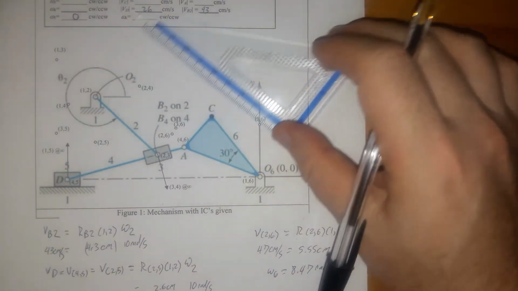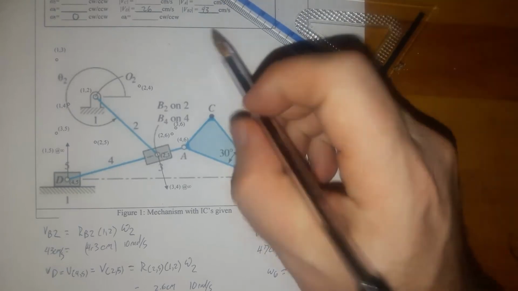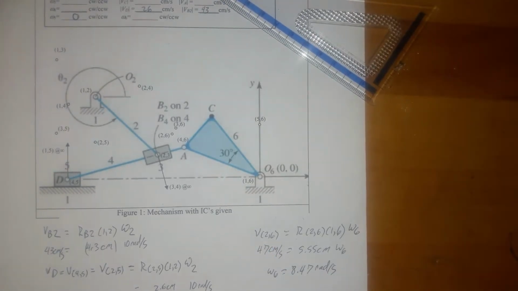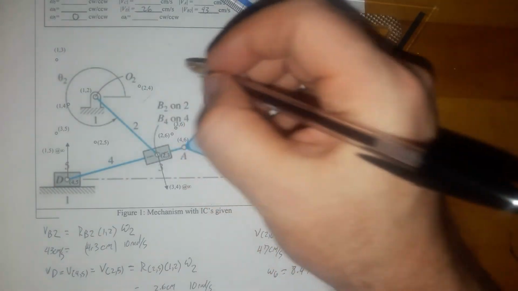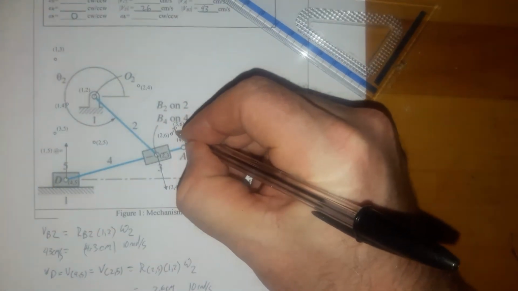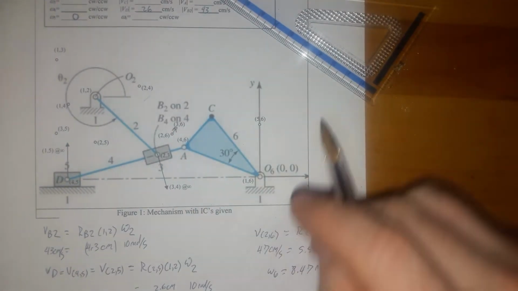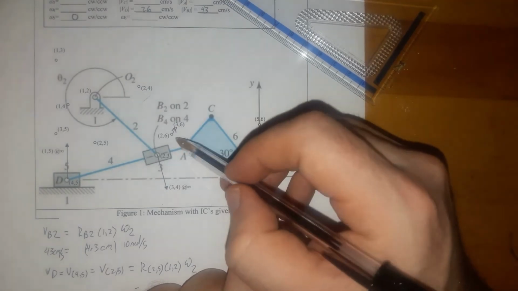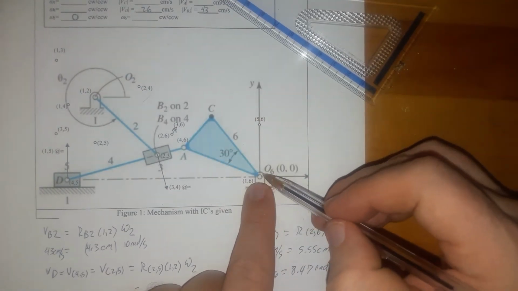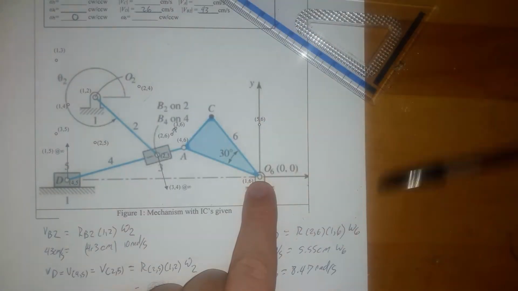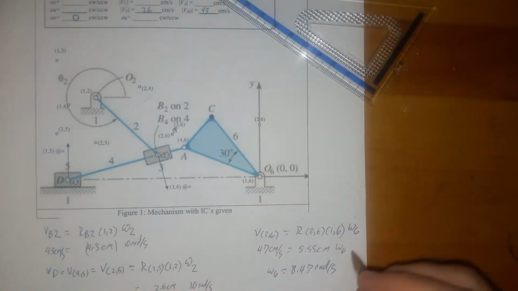Okay, now one of the other things I got to know is whether omega 6 is clockwise or counterclockwise. And so how I think about that is using the right-hand rule. I know that counterclockwise is rotating in this direction about 1,2. So that means I know that point 2,6 is going that way. And then I think about 2,6 as a point on link 6, and I know it's going that way, so which means link 6 has to be rotating in the clockwise direction.